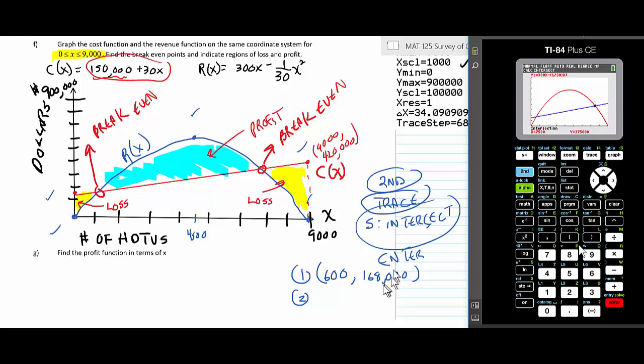So that means 7,500 televisions is your other break-even point where you're bringing in a revenue of $375,000. Okay? So you want to make sure you know the significance of that. Between 600 and 7,500 televisions, that's where you're profiting. Okay, so that's the idea. Does that make sense? Everybody okay?